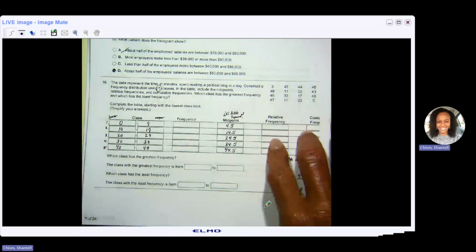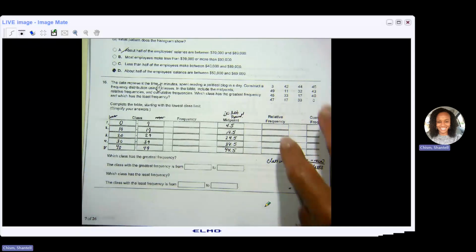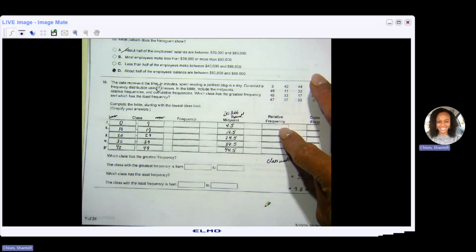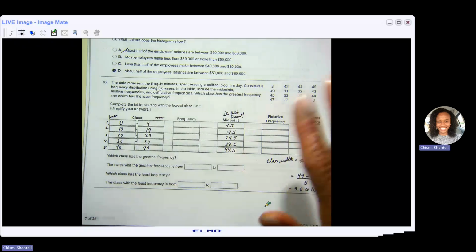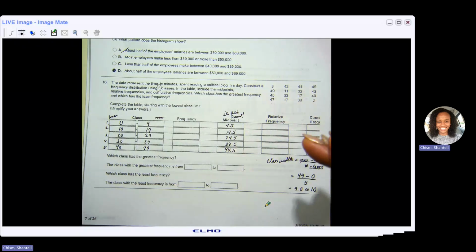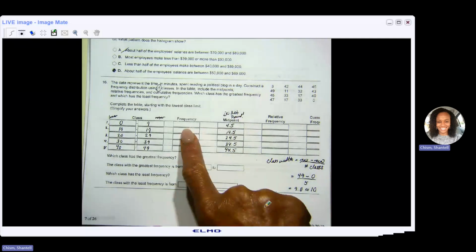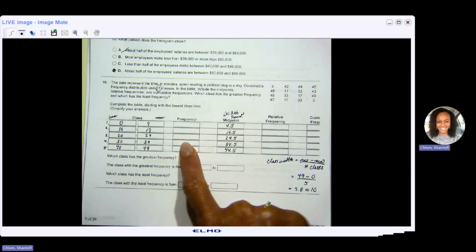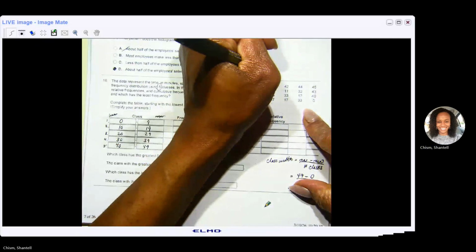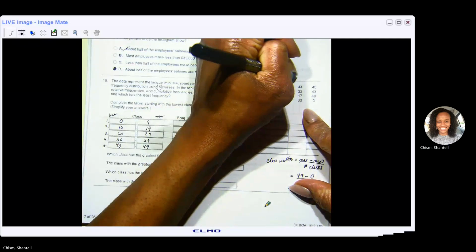Now the other one, relative frequency, is the proportion of data values that belong to each class. You would need to know the frequency and then take that frequency and divide it by the total number of data values, which is supposed to be 20.